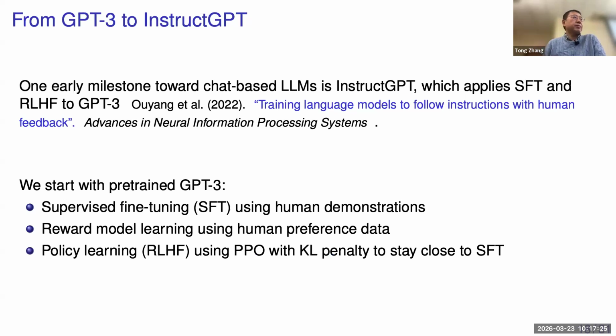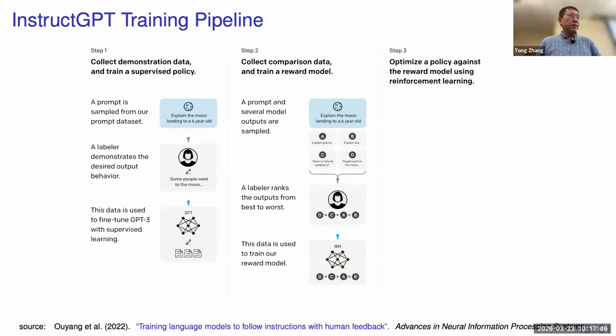Policy learning is using PPO, which we will talk, not next time, but we will say a little bit about this. We are not focusing on this algorithm, with a KL penalty to stay close to SFT. Basically, the reference model is after this SFT, right? So that becomes a reference model before this RLHF step. So yeah, hopefully this is clear, and here is what it actually looks like.